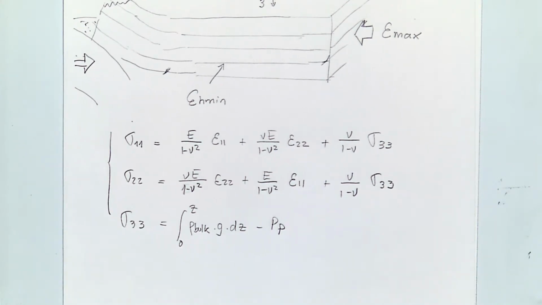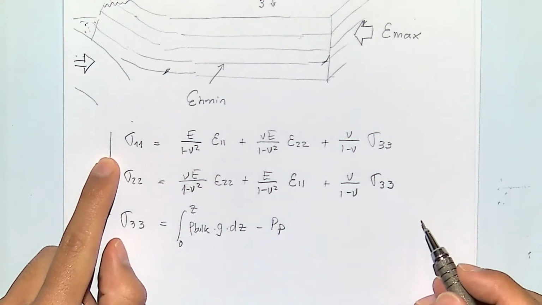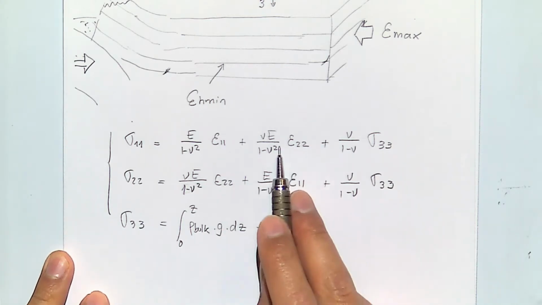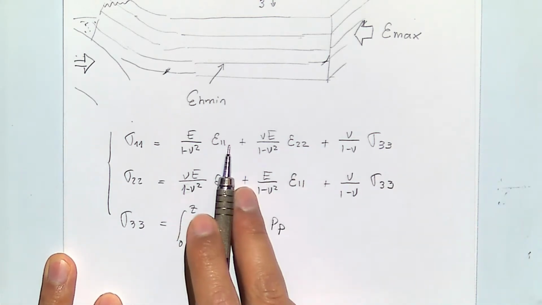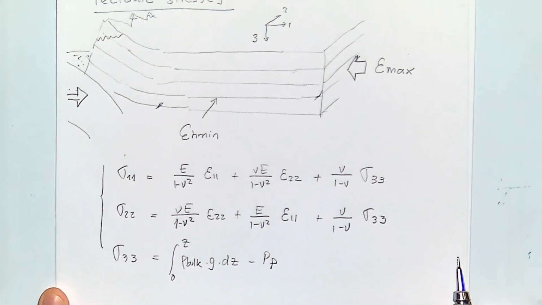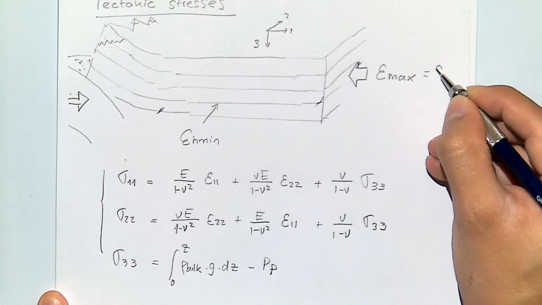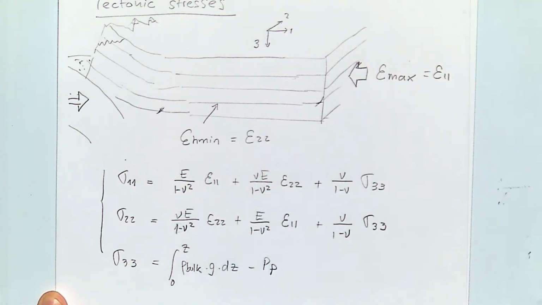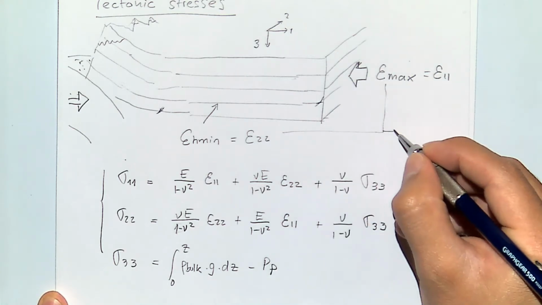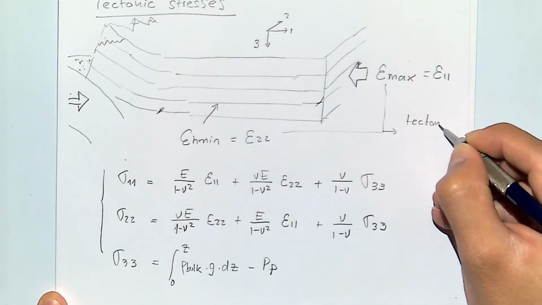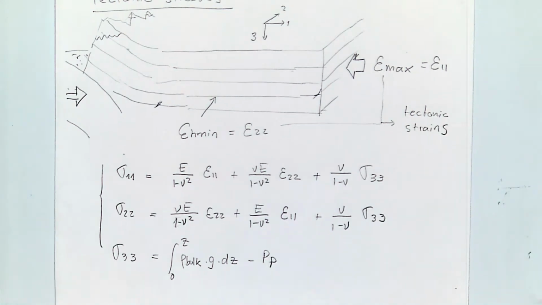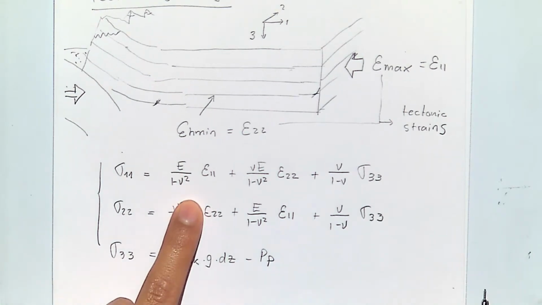So with these three equations, now you can tell me what the horizontal stresses are, even when these strains are not equal to 0. All right, in this particular case, this one is epsilon 1,1, and this one is epsilon 2,2. These two strains are called tectonic strains. Let's analyze what is the impact of those tectonic strains.